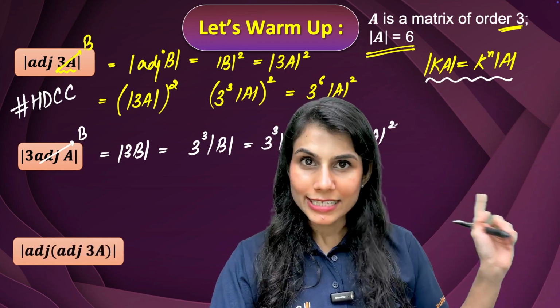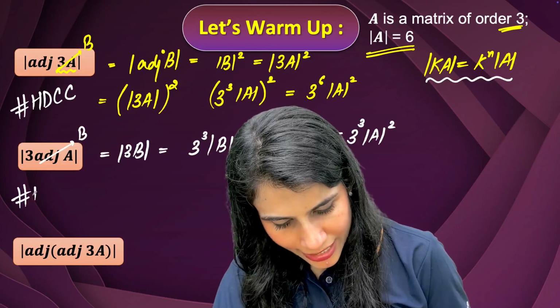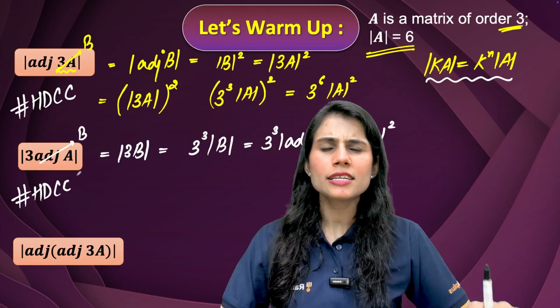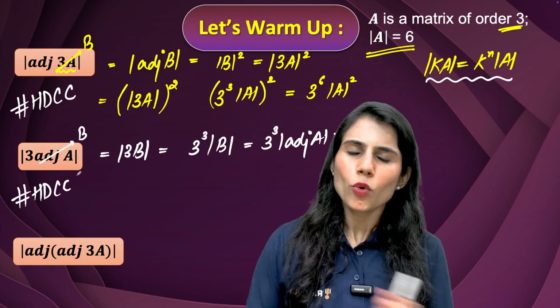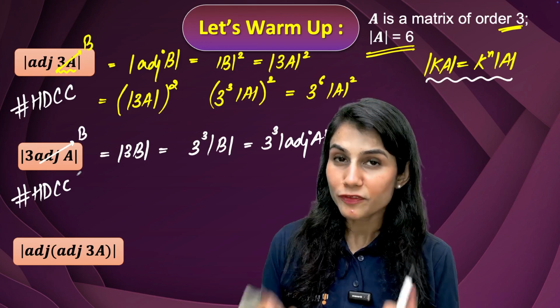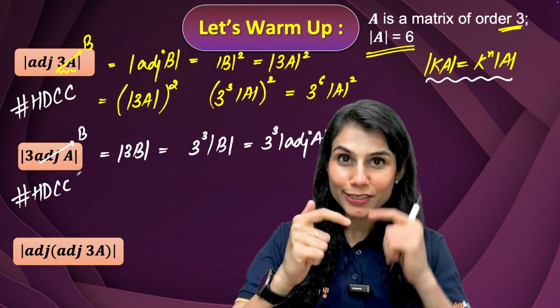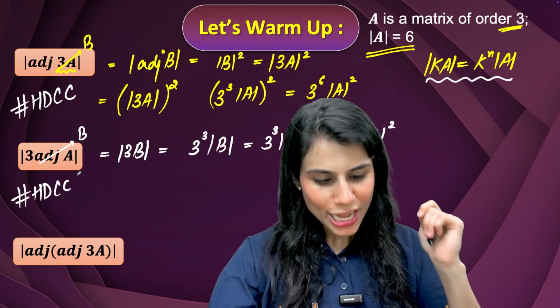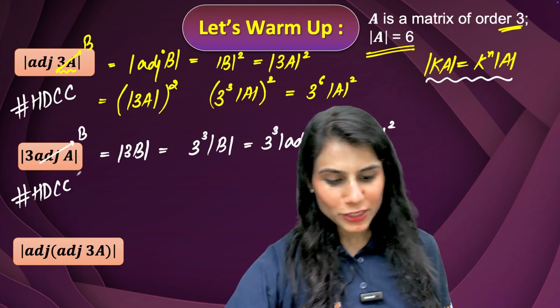Up next is this question also. Hashtag HDCC. It's killed, it's smashed, it's crushed. We have conquered it. Feeling confident? The confidence has to increase gradually. Correct? Alrighty, determinant of adjoint of 3A.